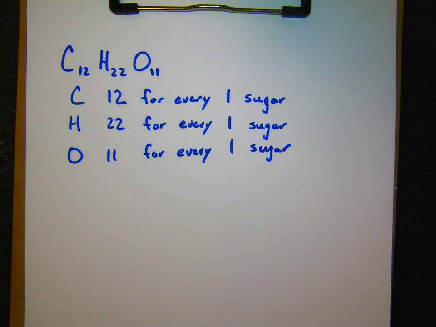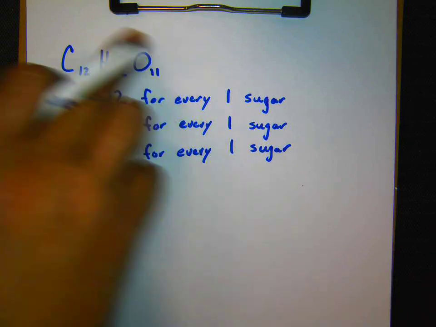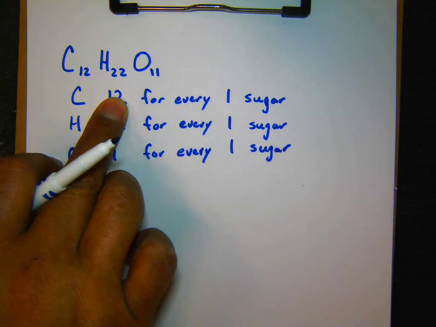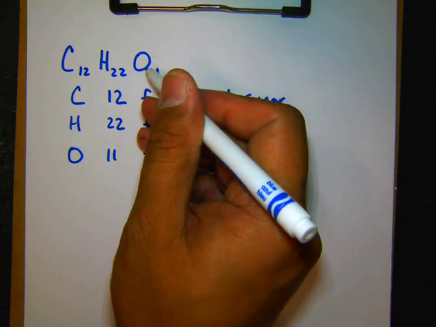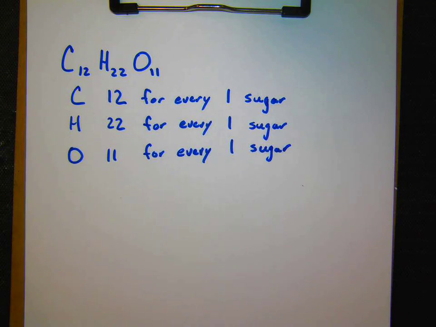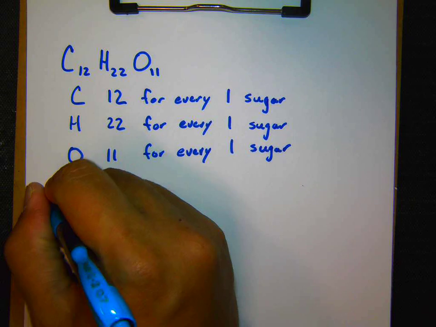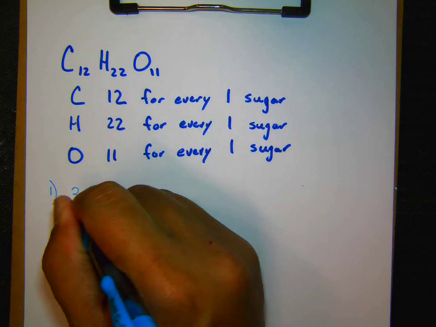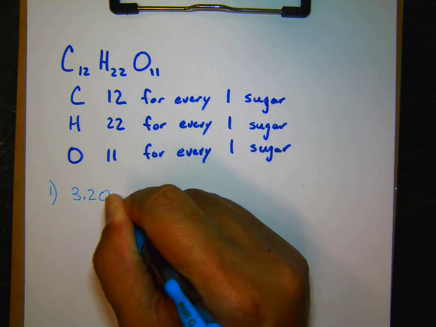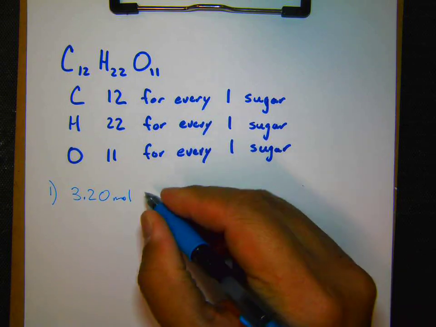So if I had 2 sugars, how much oxygen would I have? 22, because there's 11 for every one. All right? So we're going to use this. Basically, we're going to use the formula so we can figure out how much of the parts make up this whole thing. All right? So looking at, let's say I had 3.20 moles of sugar.